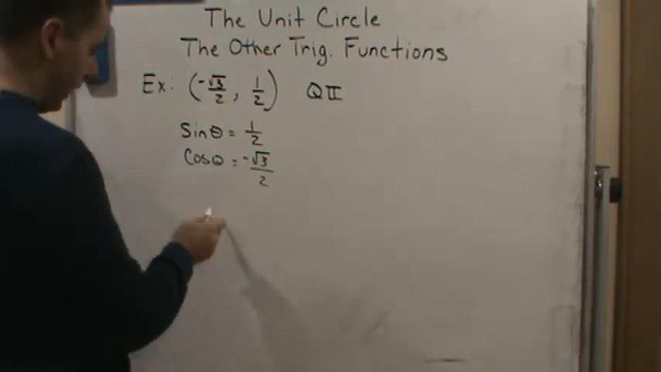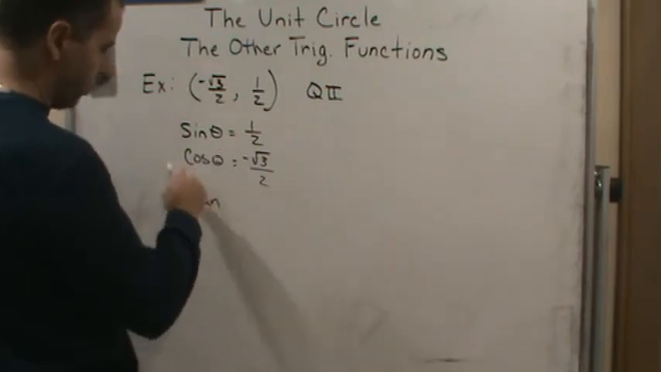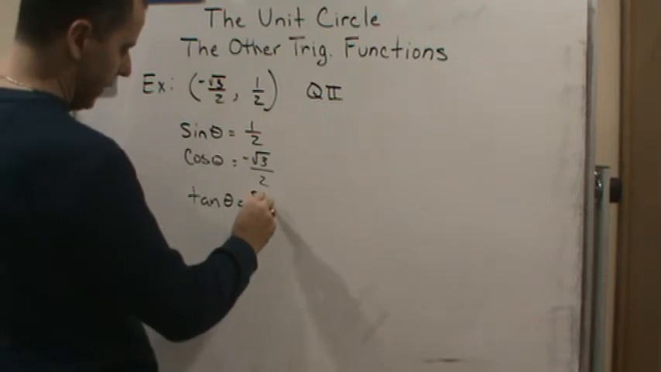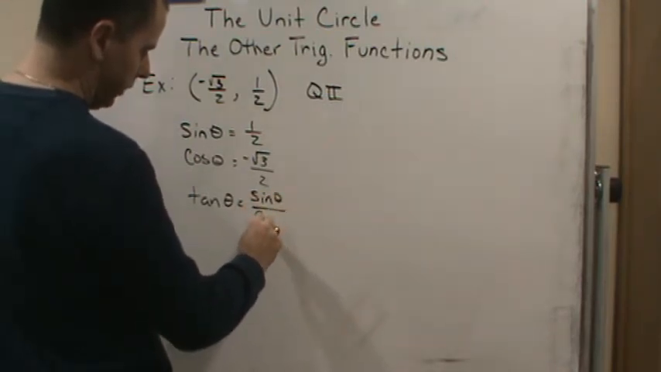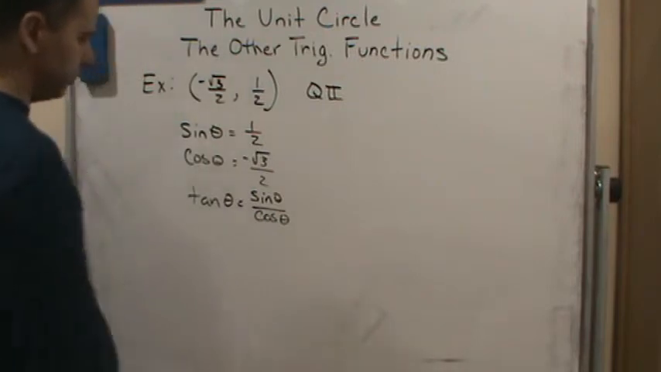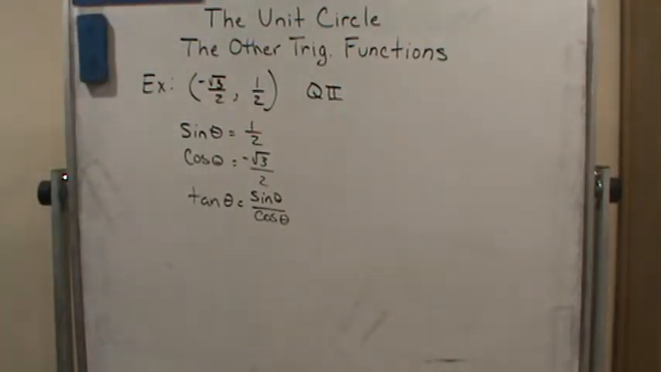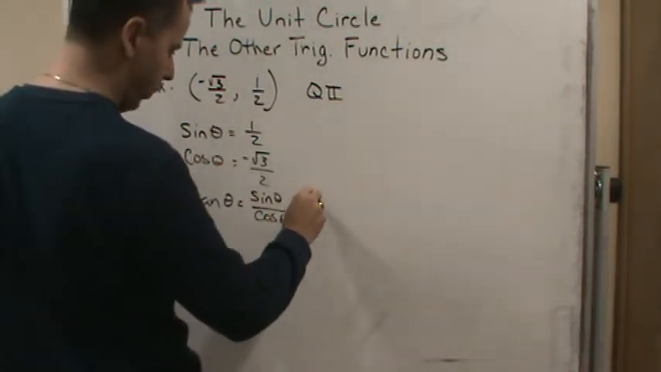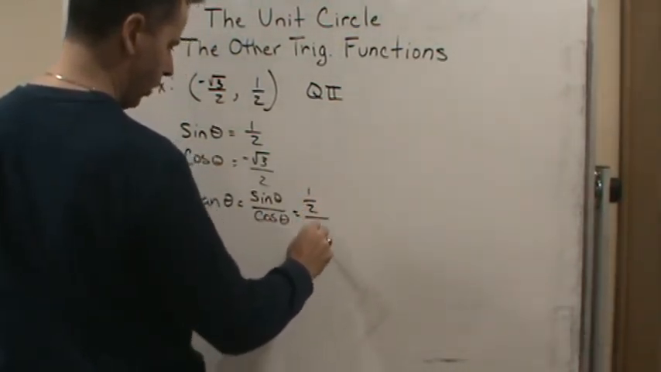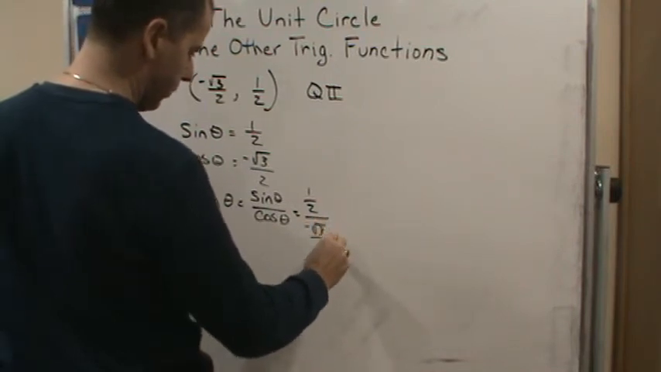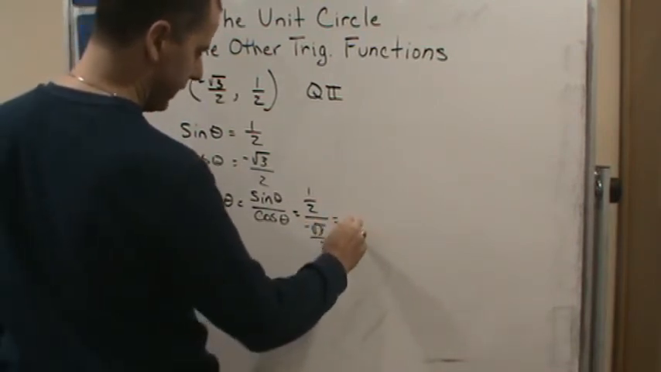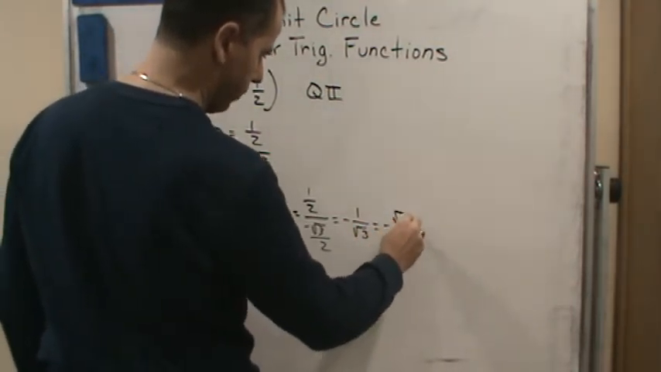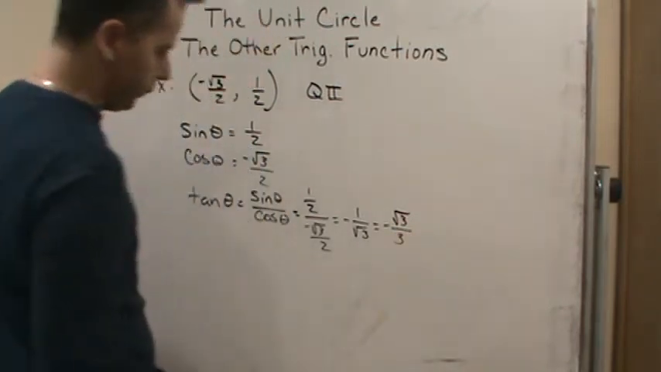So let's do tangent. Well, tangent is the ratio of sine over cosine. So it's going to be sine theta over cosine theta, right? So this is going to be y over x. So it's going to be 1/2 over negative square root of 3 over 2. And so what do we get? We get negative 1 over the square root of 3, which equals negative root 3 over 3.